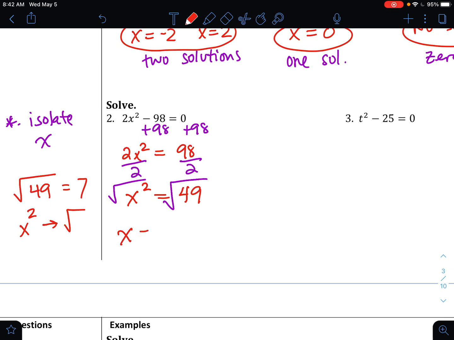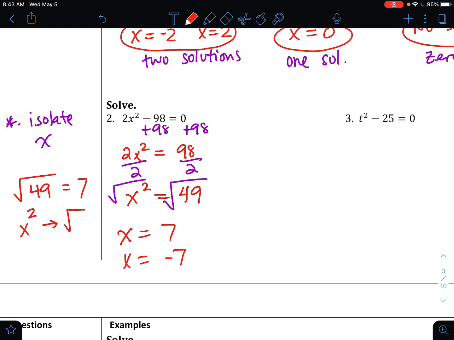So I get x equals 7. Now there's a catch here. There's actually 2 numbers. Because if I take 7 and raise it to the second, I get 49. But if I take negative 7, I also get 49 when I multiply it by itself.